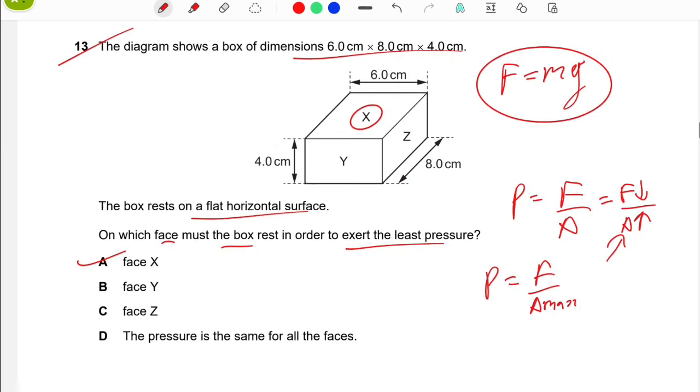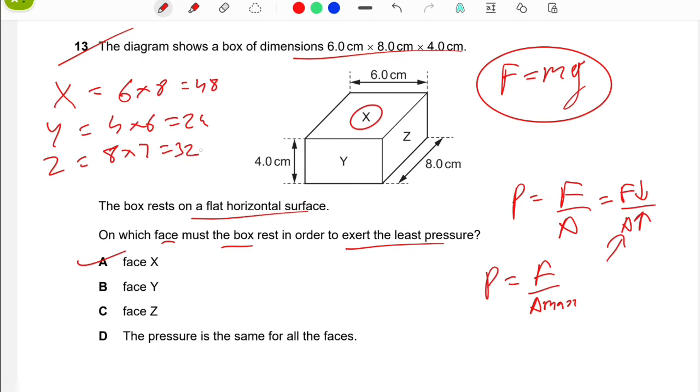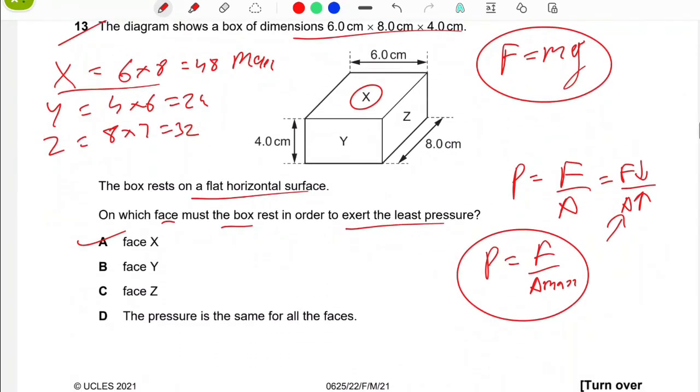I hope you are able to understand some simple things. So now let me just calculate area of x to make it easier. 6 into 8, which is equal to 48. Area of y will be 4 into 6, equal to 24, and area of z will be 8 into 4, which is equal to 32. So here you can clearly see that area of x is maximum, therefore option A will be correct. Just use this formula, just use simple multiplication, and boom, you will get your answer.